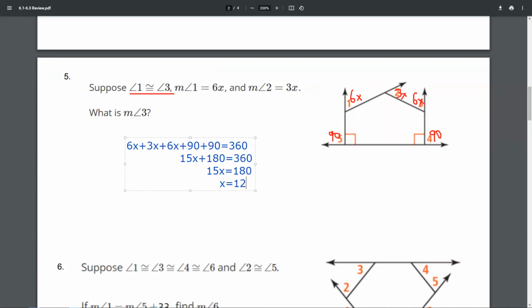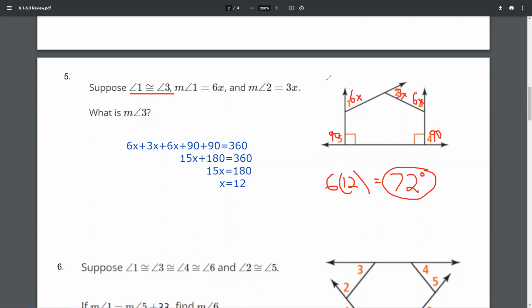Sorry. Okay, and then I can plug that back in. Let's see here. So then angle 1 or angle 3 is the one we want. 6 times 12. Right? So 6 times 12, 72. So angle 3 should be 72 degrees.